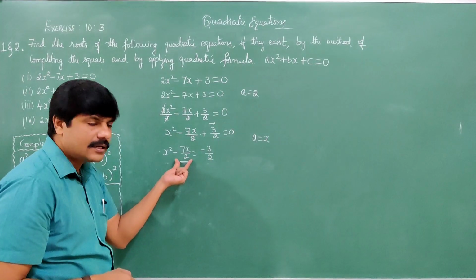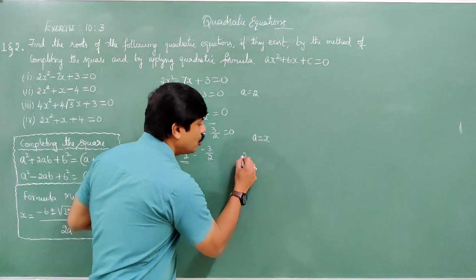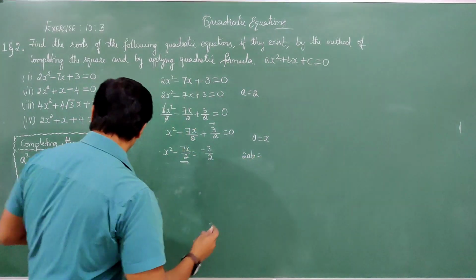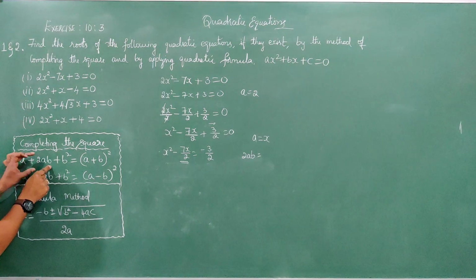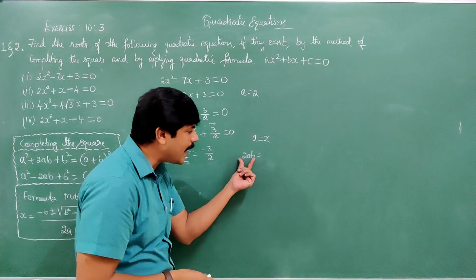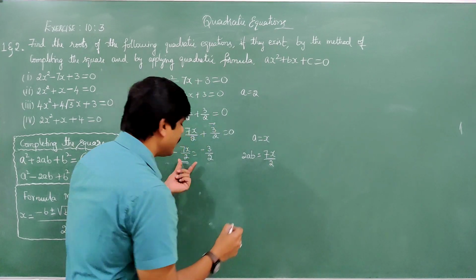This 7x by 2 is there in the place of 2AB. A square minus 2AB. Okay. So in 2AB, A is also there, B is also there. Understand? So we have to find what is B. So what is 2AB? 2AB is nothing but 7x by 2.